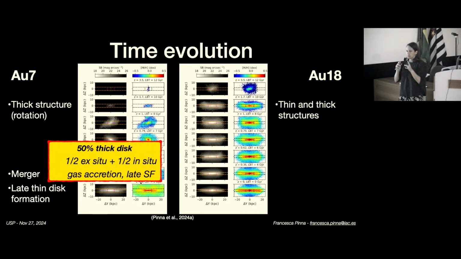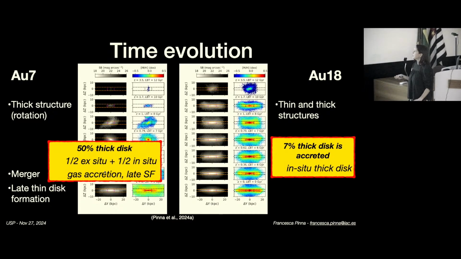This kind of reminds us of the extended star formation histories that I showed for some of the observed galaxies. Maybe gas accretion, because some hints of gas accretion were also found in some of the very late-type galaxies that I showed from observations. So this is probably key to understanding why we have younger and older thick disks.